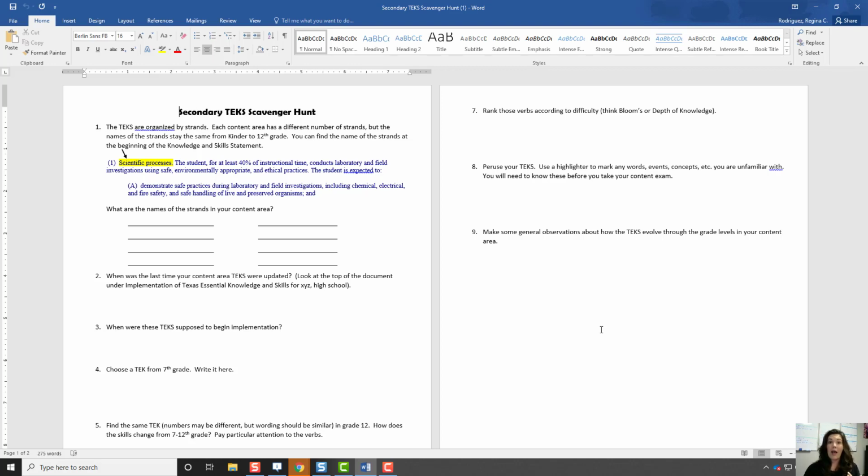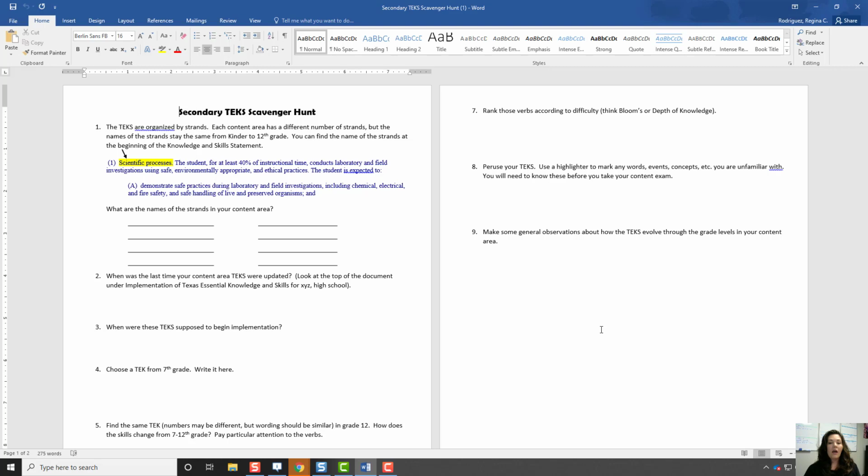So if there's vocabulary, or there's processes, or you're doing history and there's events, or there's math and there's different kinds of equations you have to solve, you need to know any vocabulary, any term, any event, any person that is listed in your TEKS, because all of that is fair game for your content exam. So that's what I want you to do for number 8, and give me some notes about some of those things that you don't know.